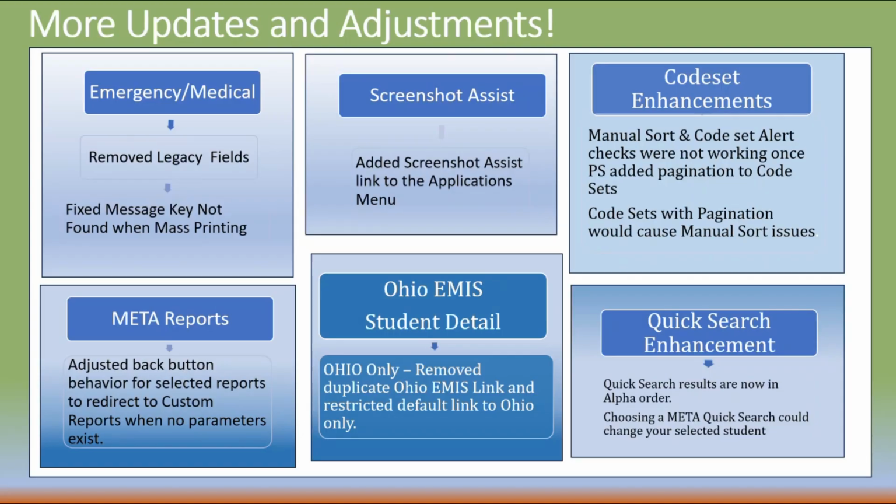Ohio EMS student detail, for some reason that was showing duplicated. It only shows once now, but it's also been restricted so that only Ohio people will see that link. And quick search enhancements, the results come back in alpha order now. And previously, and I wasn't able to duplicate this, but some people were, when choosing a meta quick search, it changed the student. So hopefully that has been taken care of.